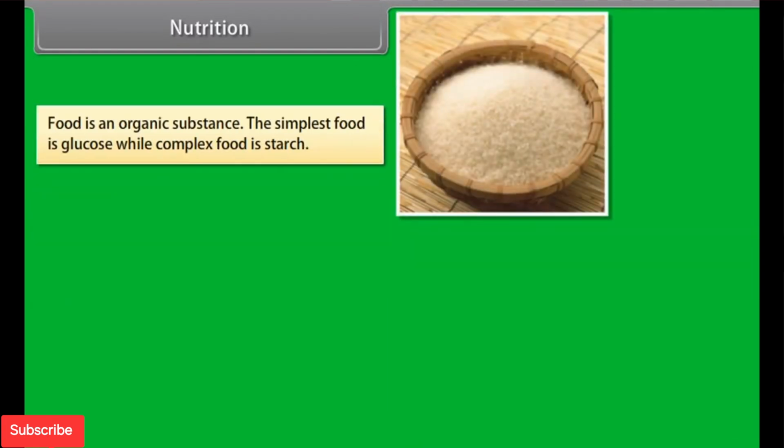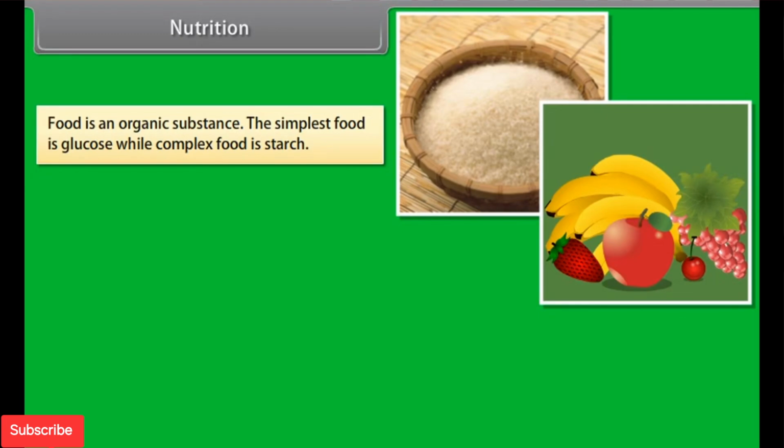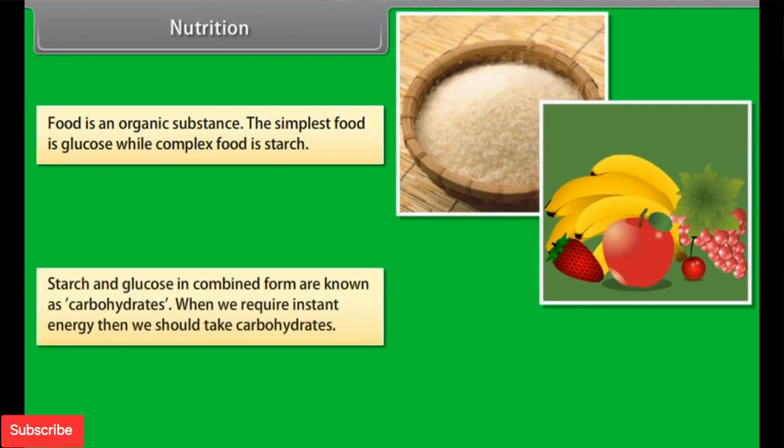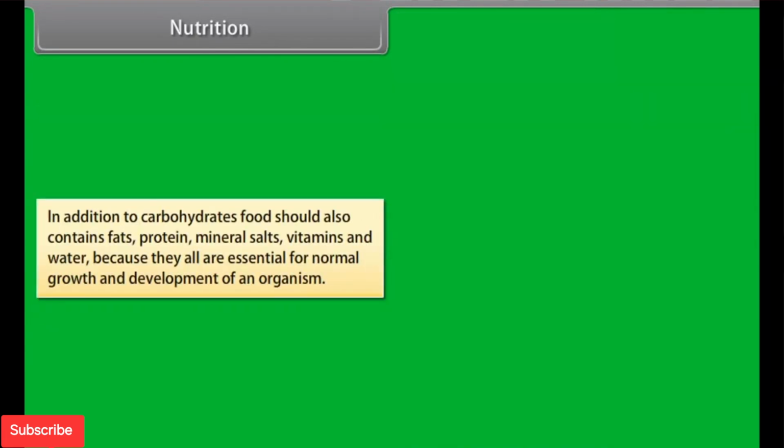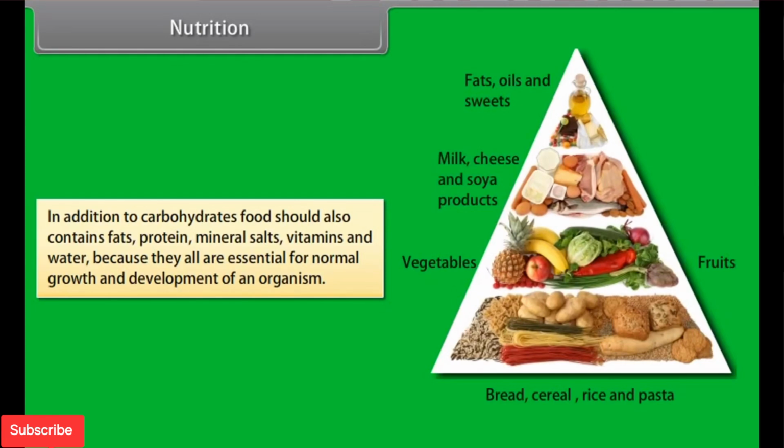Food is an organic substance. The simplest food is glucose, while complex food is starch. Starch and glucose in combined form are known as carbohydrates. When we require instant energy, then we should take carbohydrates. In addition to carbohydrates, food should also contain fats, protein, mineral salts, vitamins and water because they all are essential for normal growth and development of an organism.